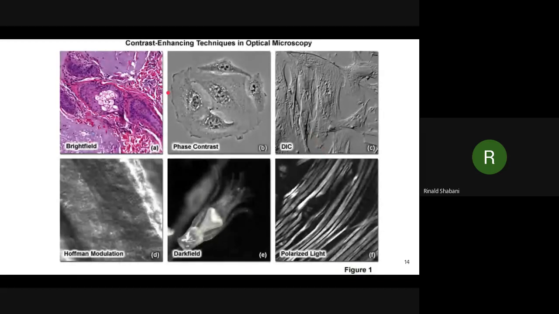So we have a basic representation of different forms of contrast enhancing techniques. On the top left corner, we see the conventional bright field approach, which is slightly modified: it has been colored or dyed. Moving on, at B, we see phase contrast. C is DIC. D is Hoffman modulation. E is dark field, which is the complete opposite of bright field. And F is polarized light microscopy.